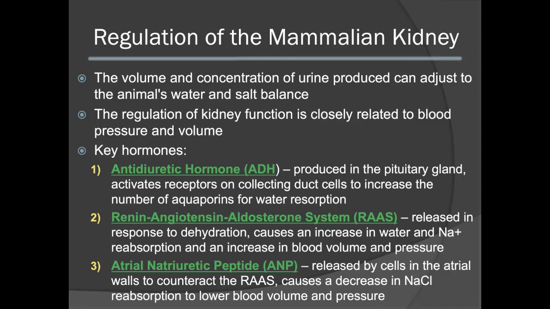ANP, or atrial natriuretic peptide, is released by cells in the atrial walls to counteract the RAS. This will then cause an overall decrease in sodium chloride resorption, and it will lower blood volume as well as blood pressure. We're now going to take a look at each of these mechanisms.